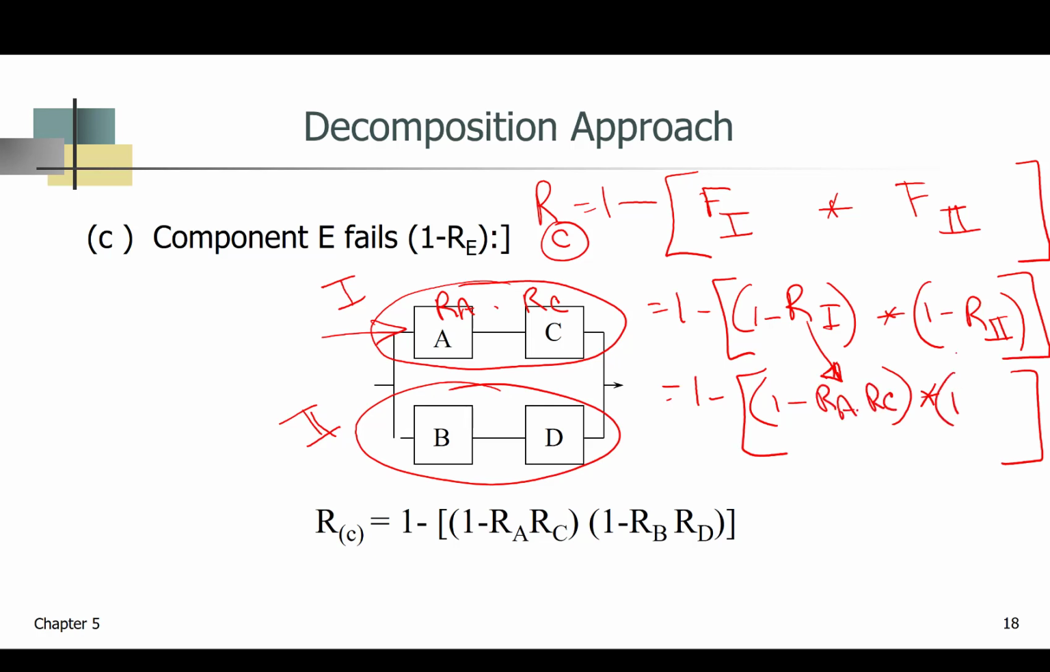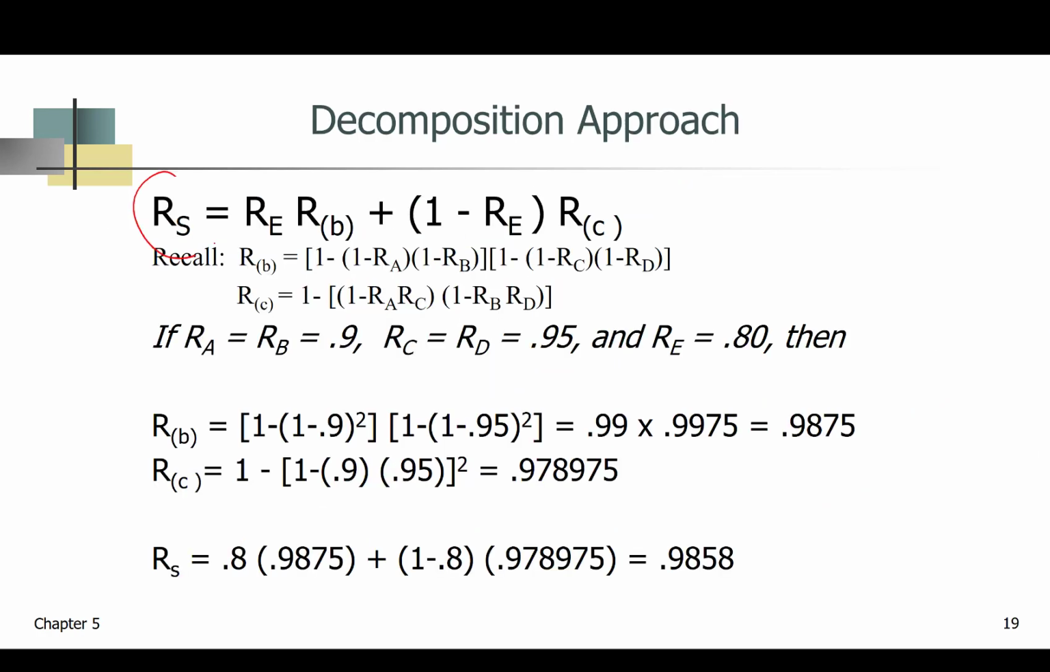The same thing, the failure of 2 is 1 minus reliability of 2. But how do we define that? Again, that's a series in sequence. So reliability of B times reliability of D. So in that fashion, we can get this equation that you see here. So now we need to put it all together and compute the reliability for the system.